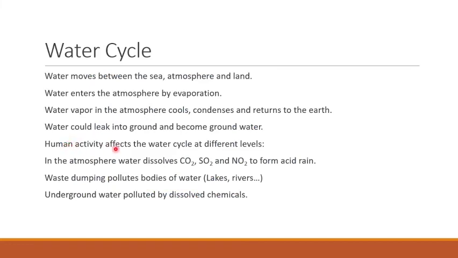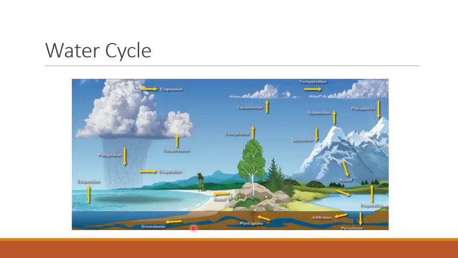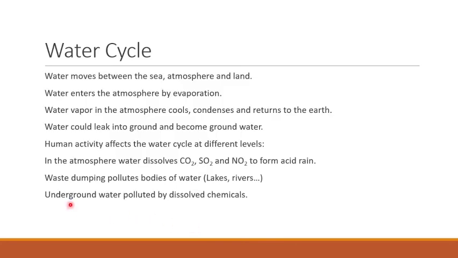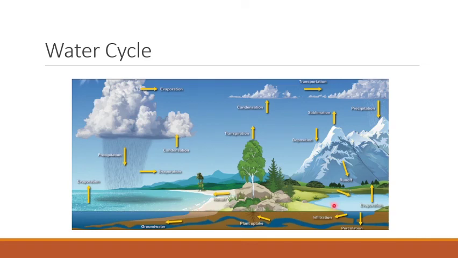Human activity also affects the water cycle at different levels. In the atmosphere, we said before that some gases will lead to the formation of acid rain. We could also dump waste in water bodies, so lakes and rivers, polluting this water. Underground water is polluted by dissolved chemicals. So we said if we dump any waste in the lakes or ponds, or in the soil, everything at the end will reach the underground water, which will go back to the sea and pass through this whole cycle.